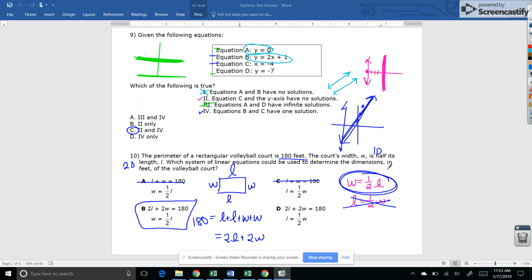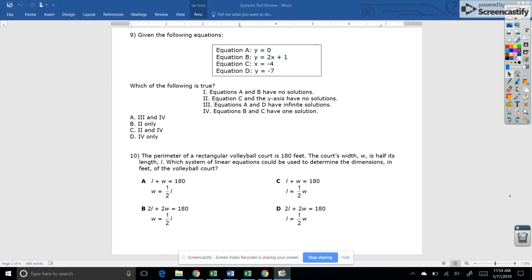So how I explained it in class was that if the width is half of the length, the width is smaller and the length is bigger. The problem says we have half. So which one needs cut in half to make them equal? The length. The length needs cut in half to make them equal.